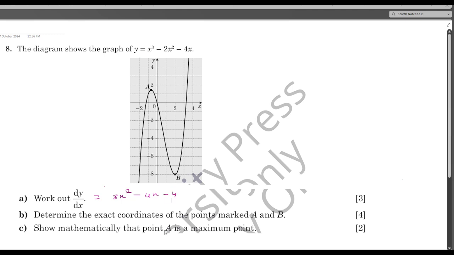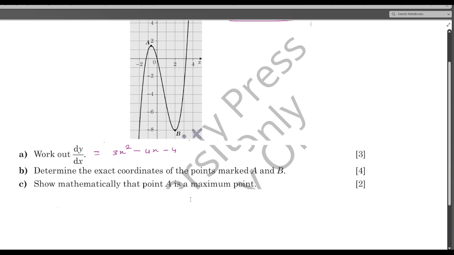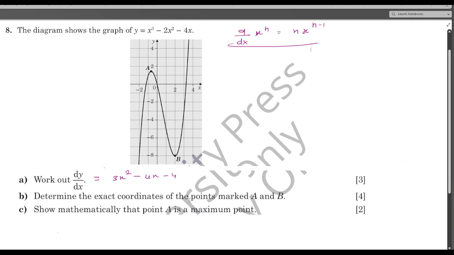Okay, you all know how we differentiate. dy/dx, again let me explain. dy/dx of x to the power n we write as n times x to the power n minus 1. This is the formula we are using. Now determine the exact coordinates of the points marked A and B.